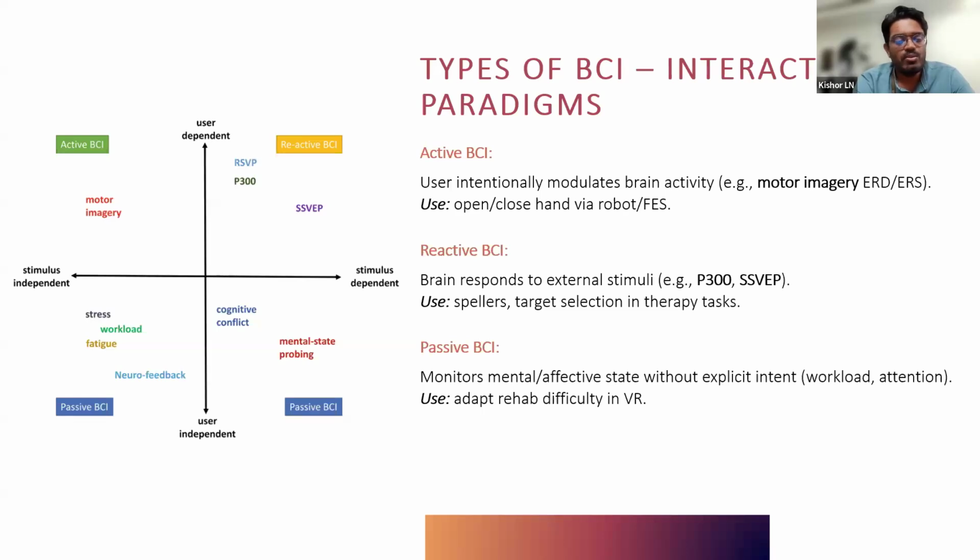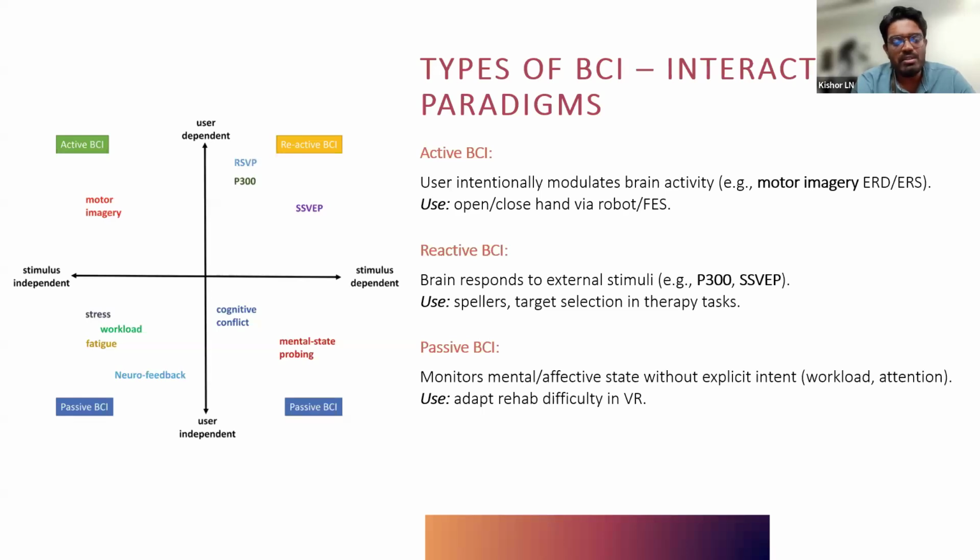This is where you give the user a certain sort of stimuli, and the brain responds to that, and you're able to check what stimuli they are focusing on, and based on that, you can use that as a command or a way to control certain spellers. So a good way to explain this is through SSVEP. SSVEP stands for Steady State Visual Evoked Potential. The name might sound complicated, but the concept is actually very simple.